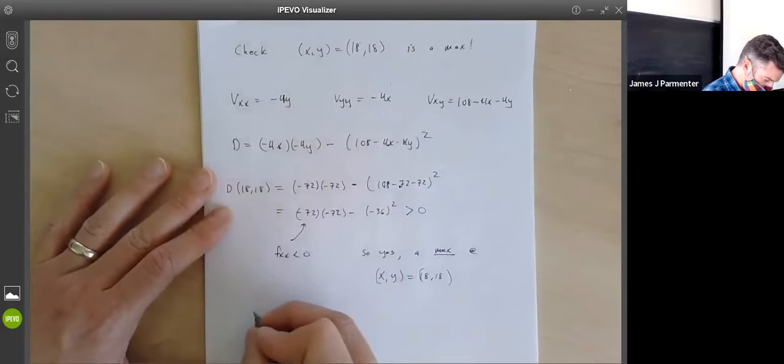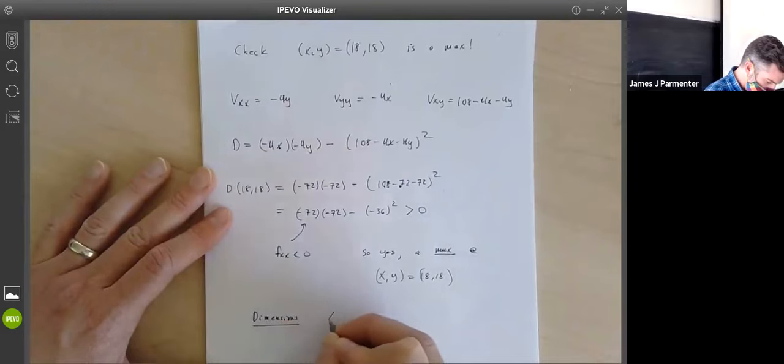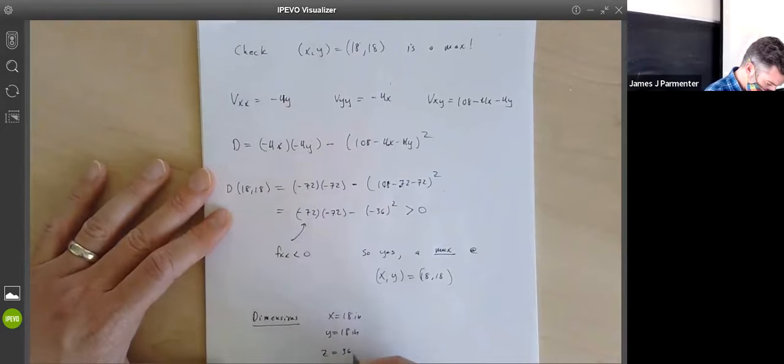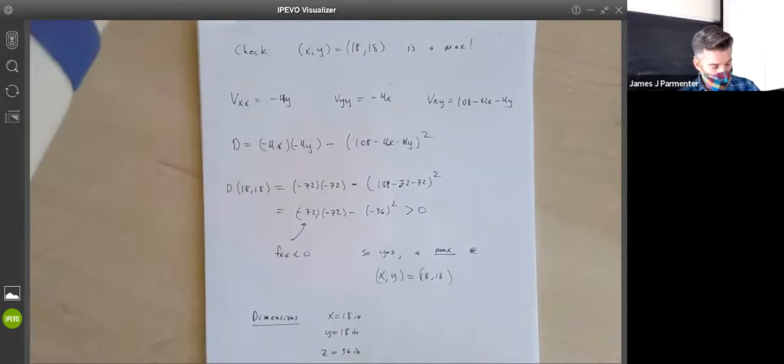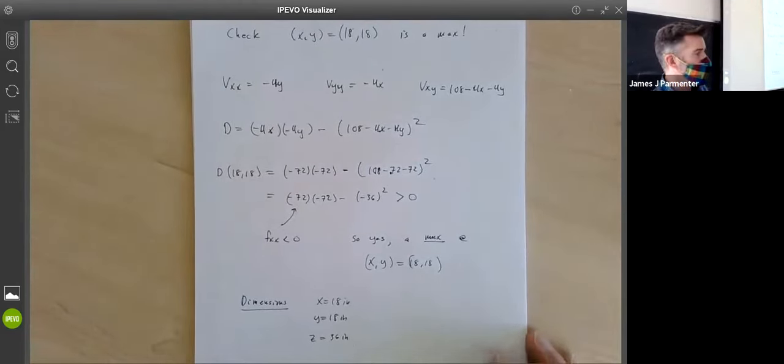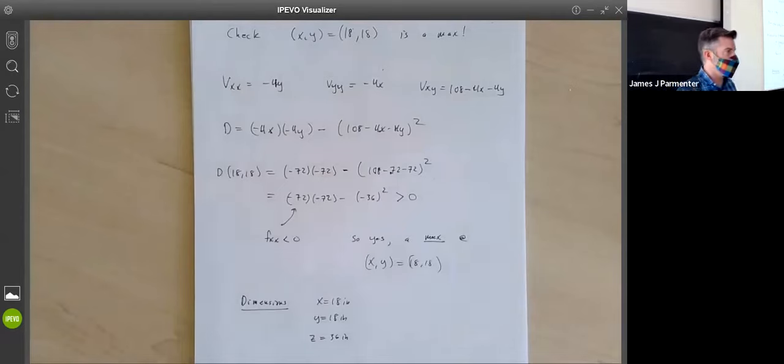And so just to confirm, our dimensions are x equal to 18 inches, y equal to 18 inches, and z equal to 36 inches. So the biggest box, or I should say the box with the most volume that you can send through the US Postal Service, is a box that is 18 inches wide by 18 inches deep by 36 inches tall.